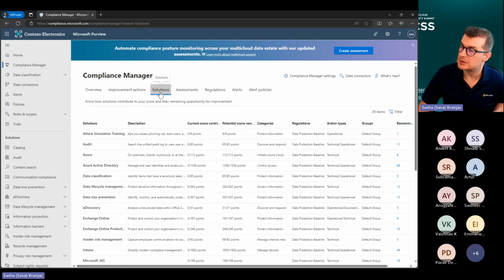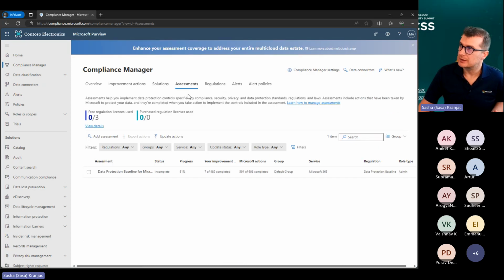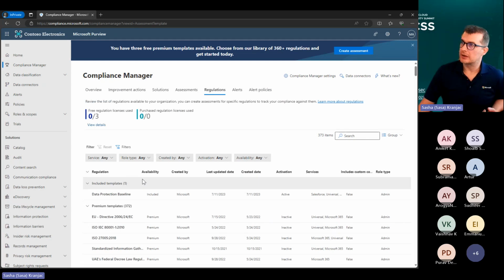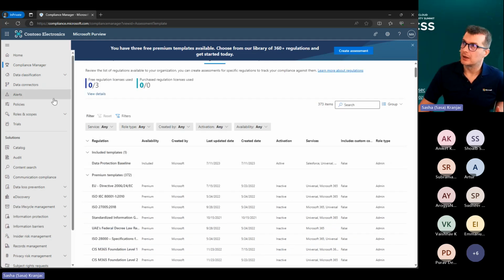And then we have solutions that will actually increase our security, our compliance score here, as well as different assessments that we can do, and then the regulations that we are dealing with.